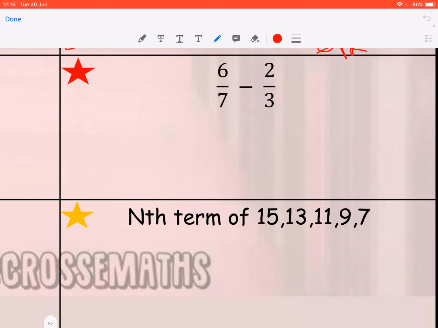Okay, 6 over 7 take away 2 over 3. I've got to make the bottom numbers the same. So what I'm going to do to do that, I'm going to multiply them together. 7 times 3 gives me 21 on the bottom of both. Still a takeaway question, so that stays in the middle.